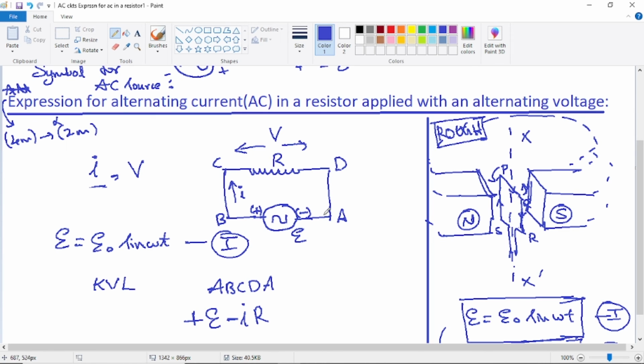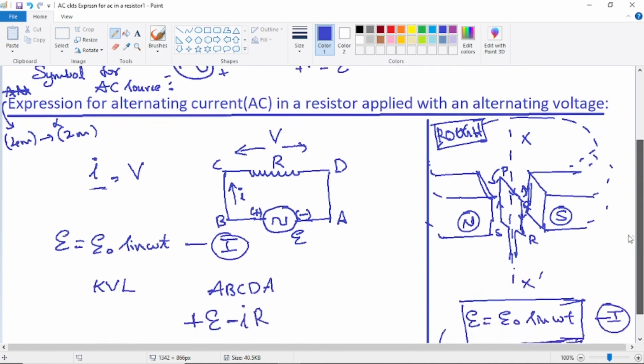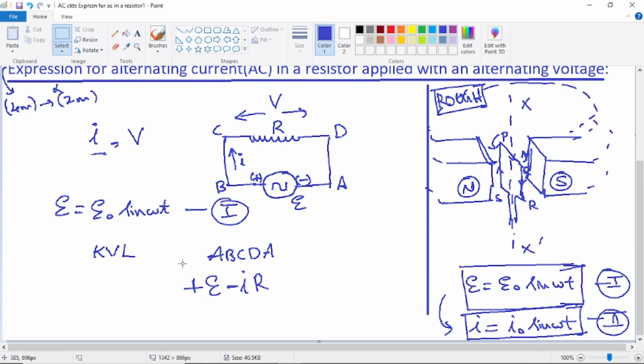So the algebraic sum of all the changes in potential is plus E minus IR. What does Kirchhoff's voltage law state? Kirchhoff's voltage law is very simple. It states that the algebraic sum of all the changes in potential in a closed circuit is 0. Based on that, on the left-hand side there are only two potential differences: one is the EMF and the other is the resistor's potential difference. The algebraic sum is equal to 0.